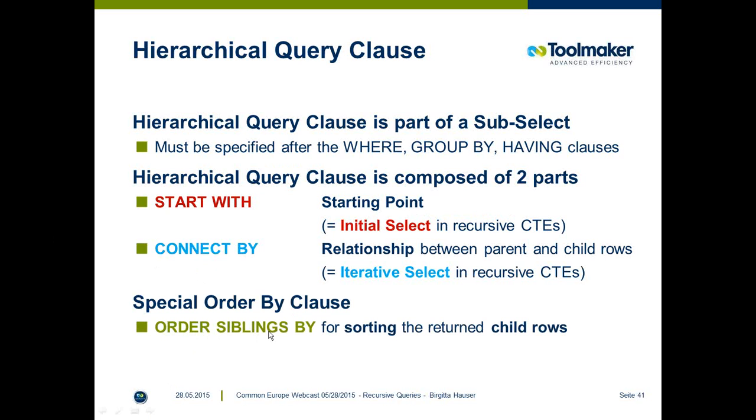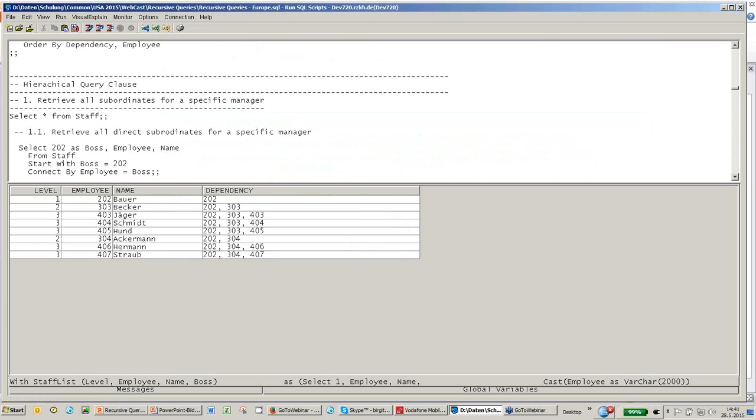We have an order siblings by. Order siblings by means we have a special kind of order by clause that sorts the elements in the child rows. So depending on the name or depending on the customer number or whatever, we can sort that information on the same level. Now let's have a look at the example.